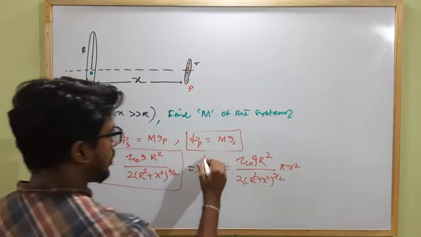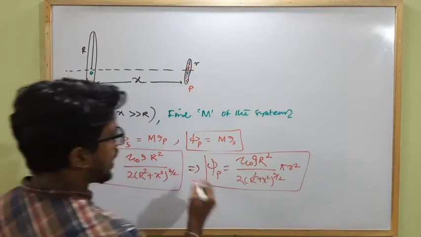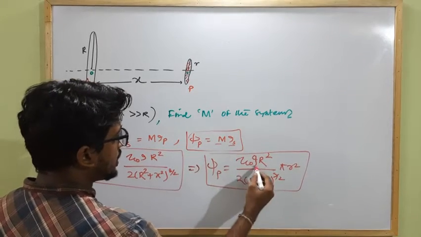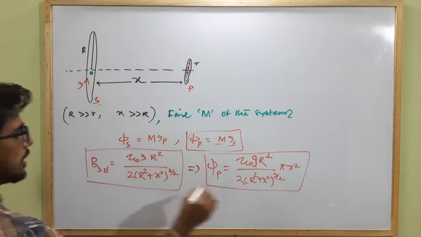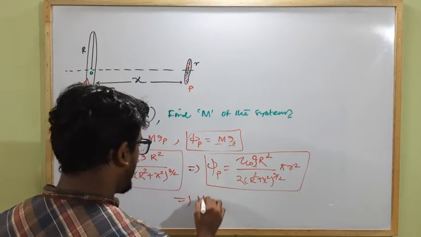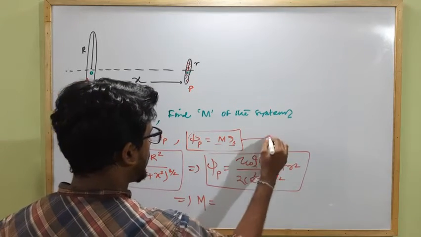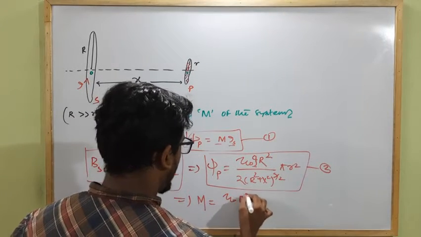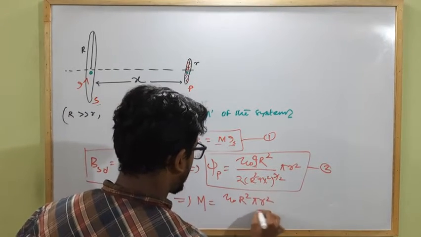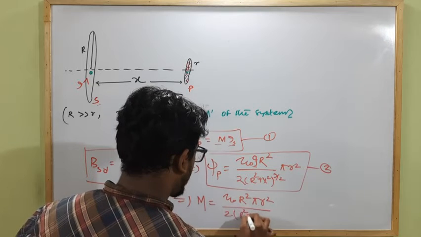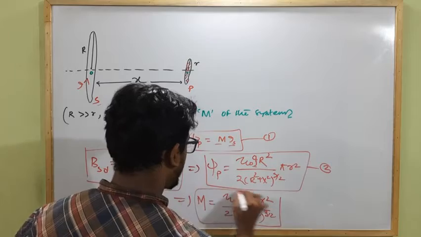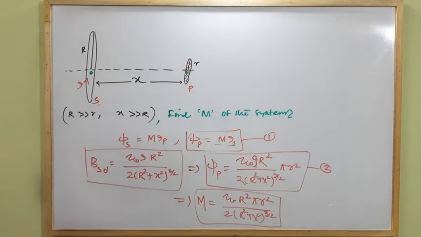Clear? So this is the flux linked with the primary. And as the relation shows, flux linked to the primary equals M into I_s, where I_s is the current flowing through the secondary. So this implies what is the mutual inductance of the system. By comparing 1 and 2, we get M equal to mu naught R square pi R square divided by 2 into R square plus X square to the power 3 by 2. This is the value of mutual inductance of the system.